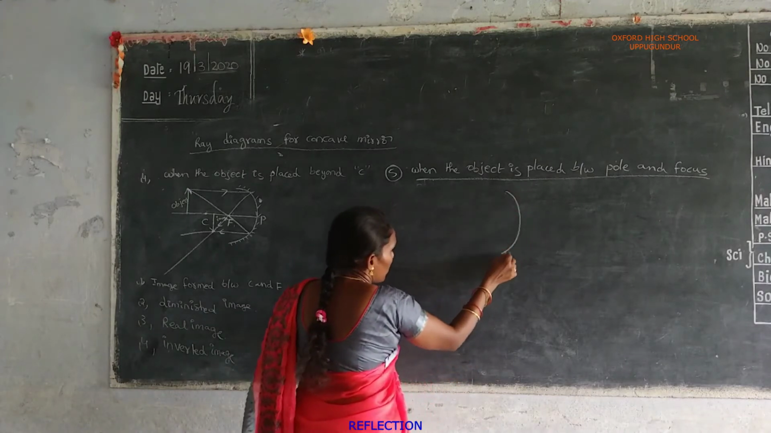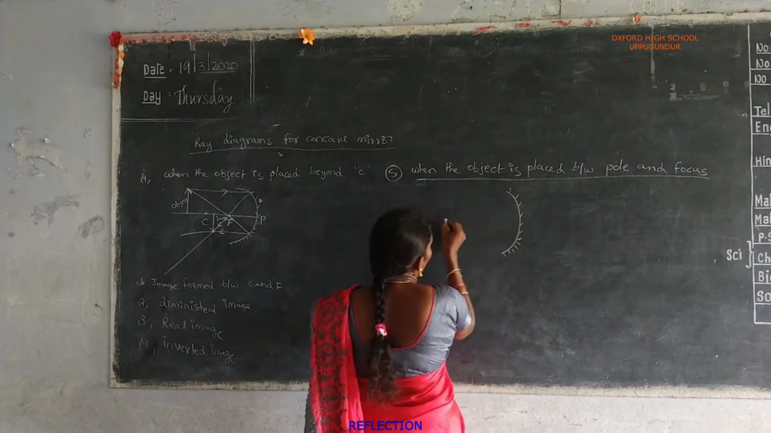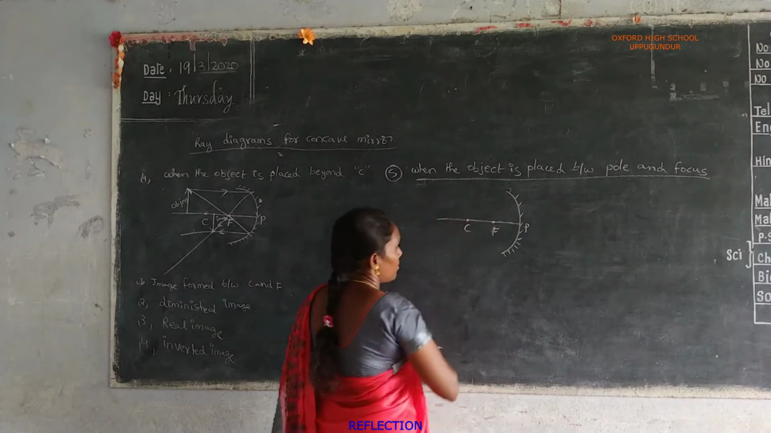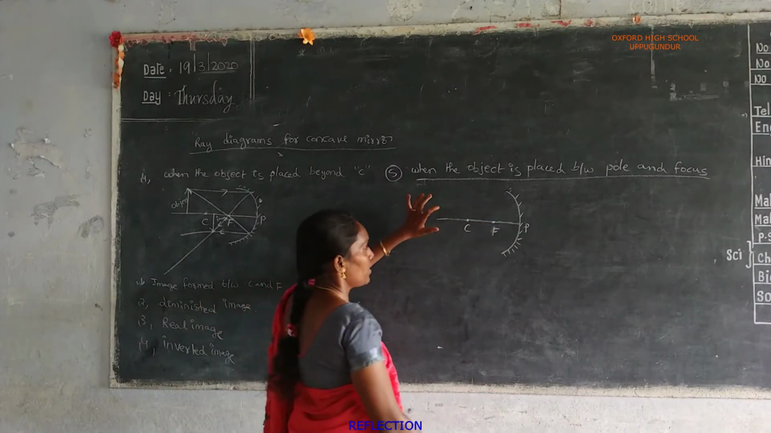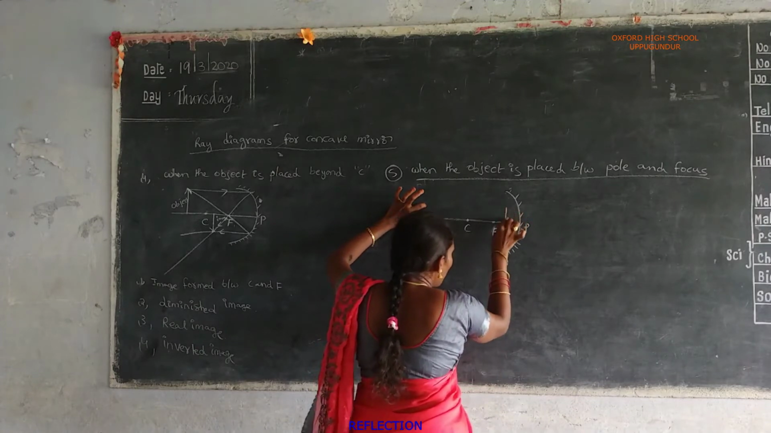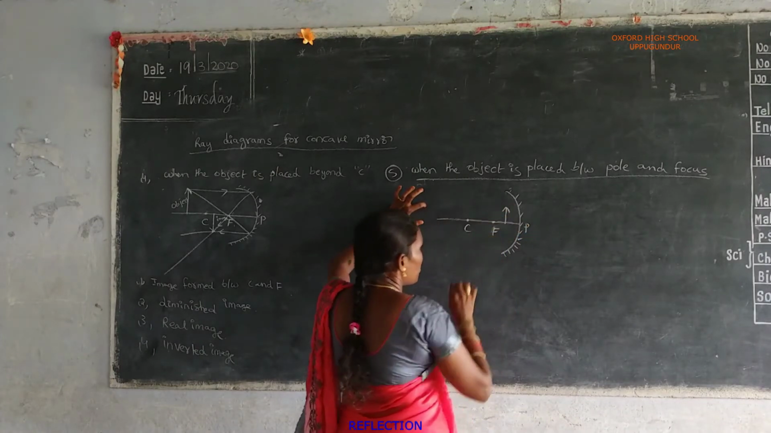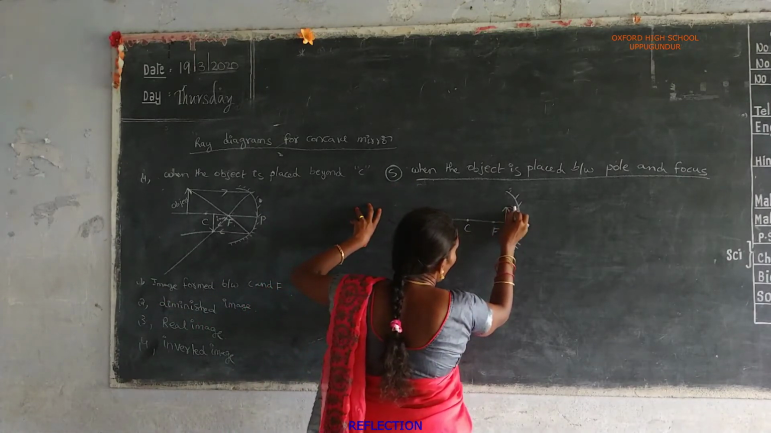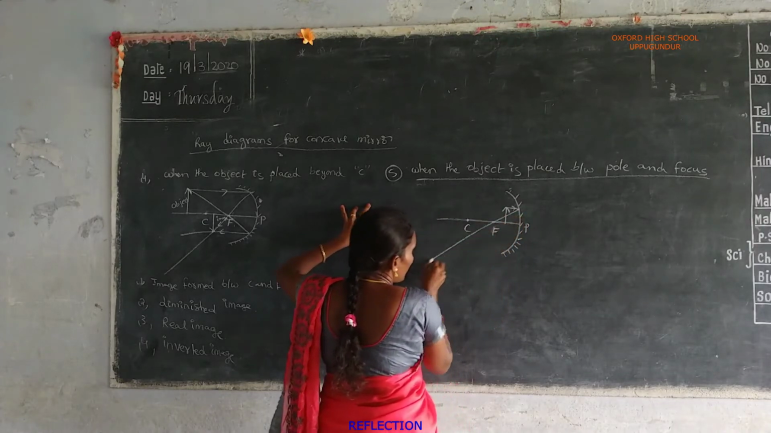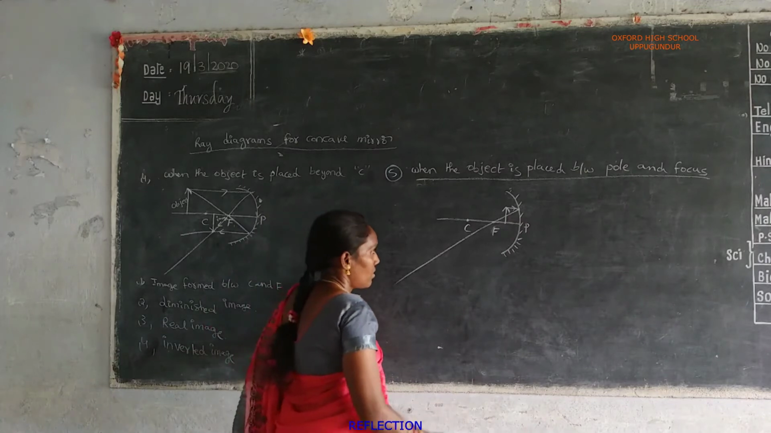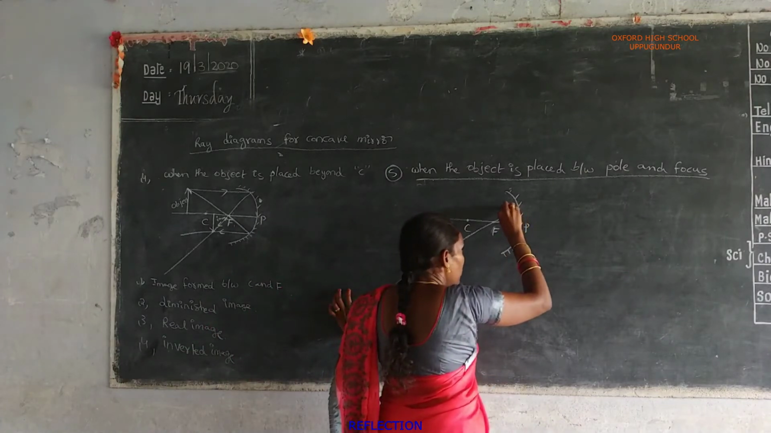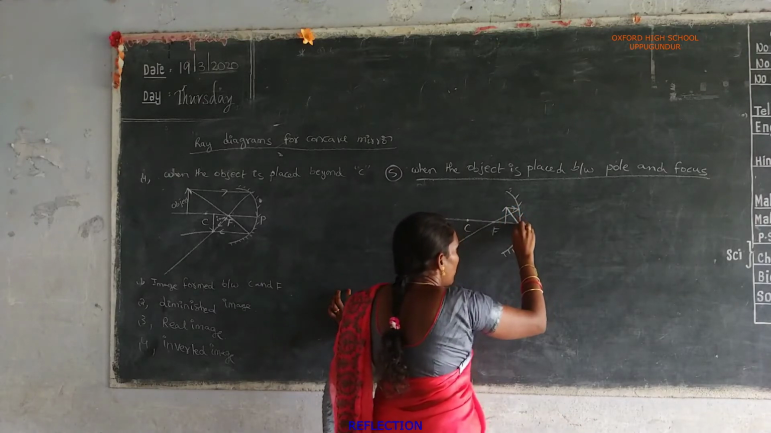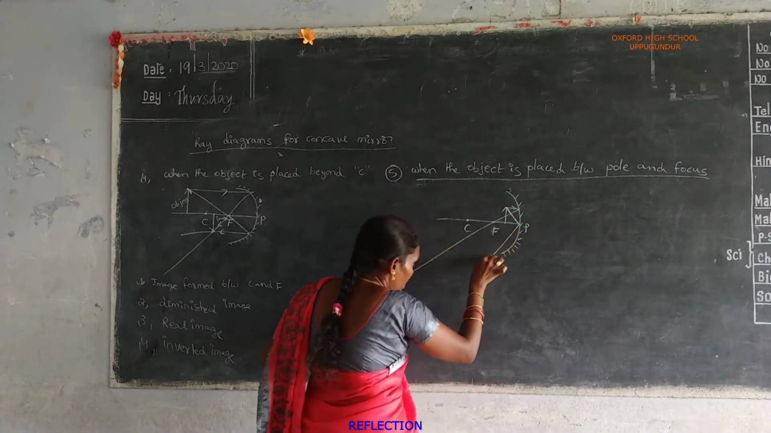Here this is a concave mirror. Pole, focus, and center of curvature. The object is kept between pole and focus. If a light ray is parallel to the principal axis, after reflection it will pass through the focus. The second light ray makes a certain angle with the principal axis and is incident on the concave surface. After reflection, it moves like this.